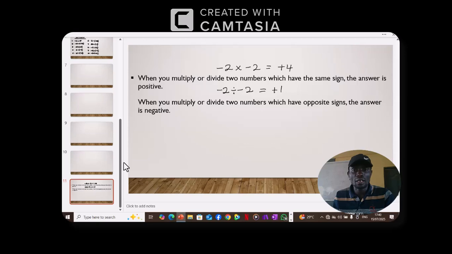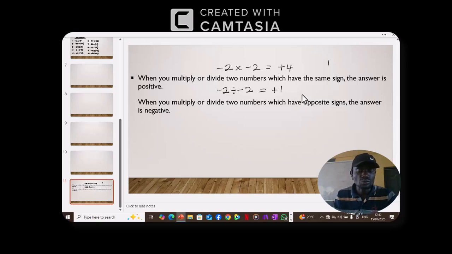Understand? You can write 4 here instead of plus 4. In this place, you can also write 1 instead of plus 1. So when you write a number and you don't put a sign, it means plus. The visible sign there is plus. Okay. Now, number 2. When you multiply or divide two numbers which have opposite signs, the answer is negative.